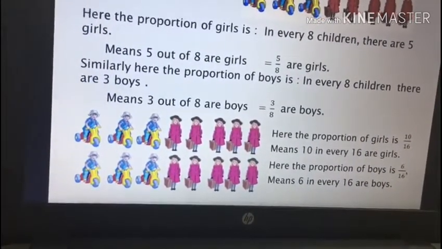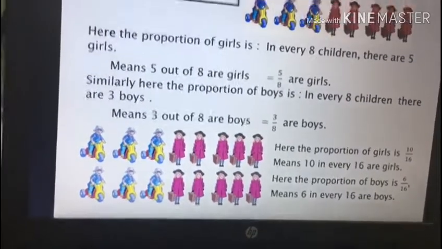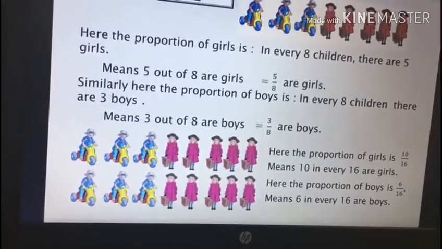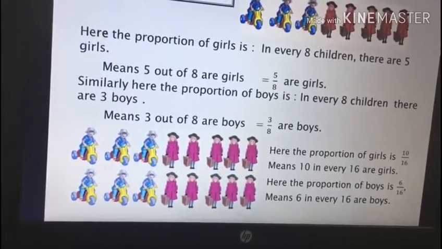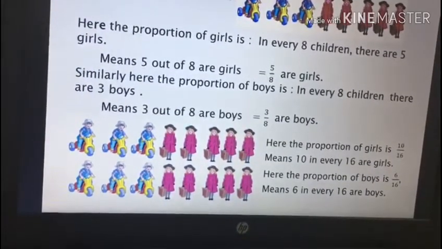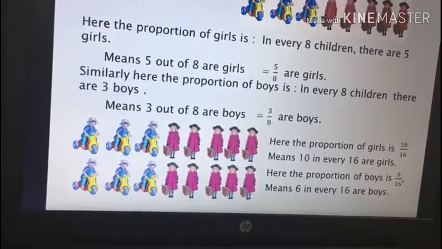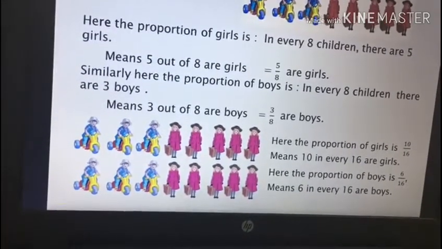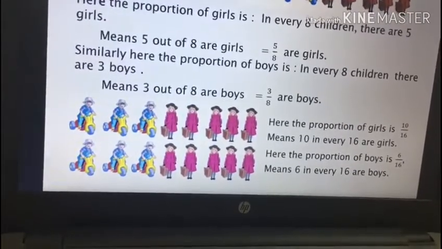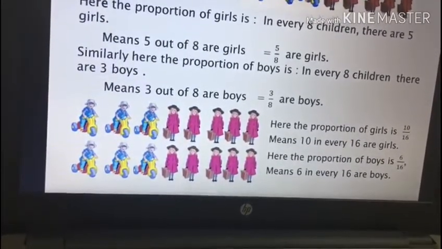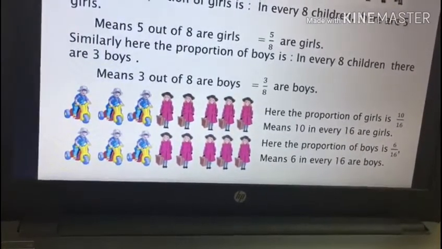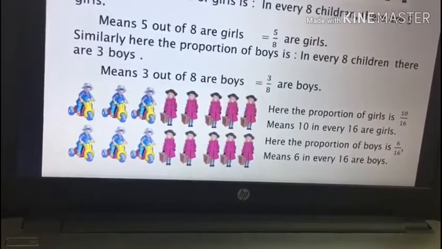Now similarly, the proportion of boys is: in every 8 children there are 3 boys, meaning 3 out of 8 are boys. Here, this is proportion, so we take the part out of the whole or the total quantity. There are 3 boys and a total of 8 children. So what is the proportion of boys? 3 by 8.